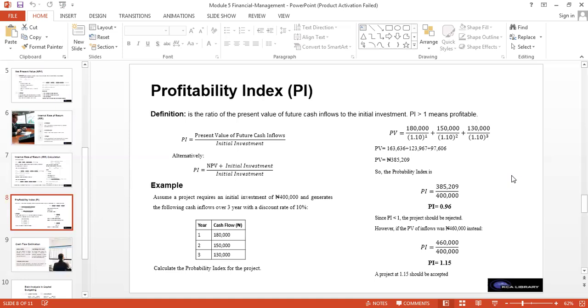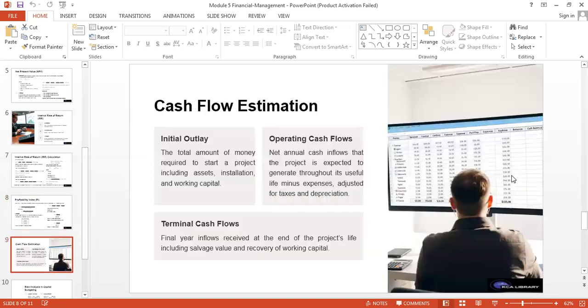But now, if we want to see the other side of it, instead of the 400,000 naira as an initial investment, 460,000 naira was used instead, shown as an inflow. So rather, if the PV were to be 460,000 naira instead of the 385,209 naira, we will have a profitability index of 1.15, which shows that the project should be accepted.